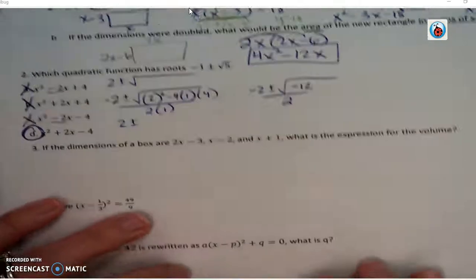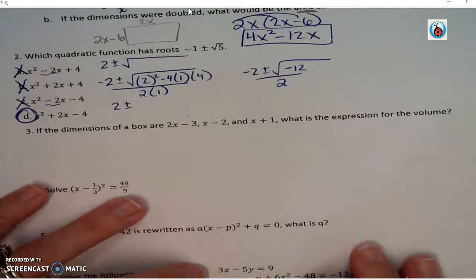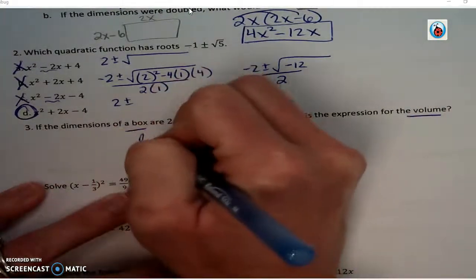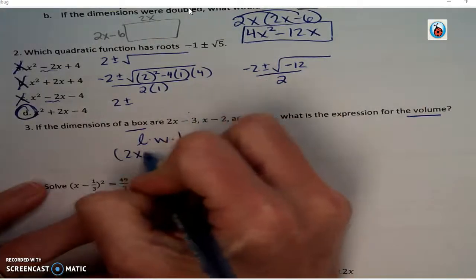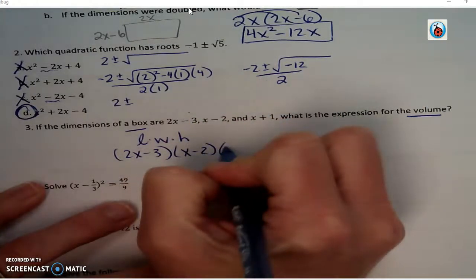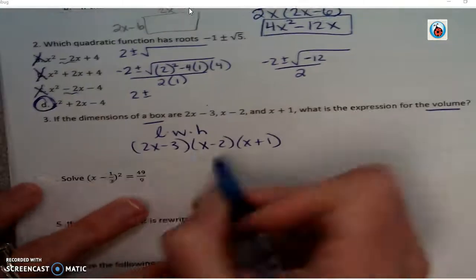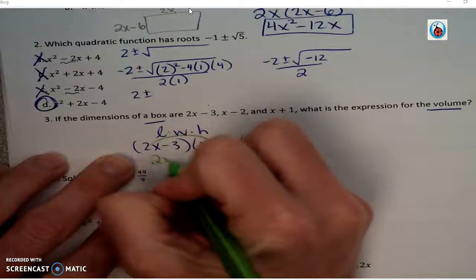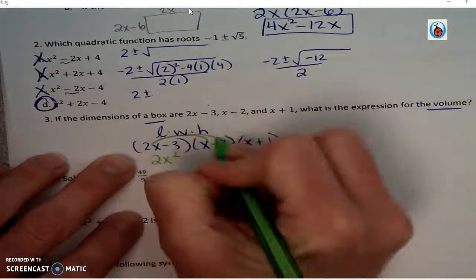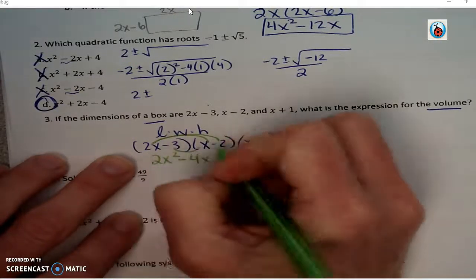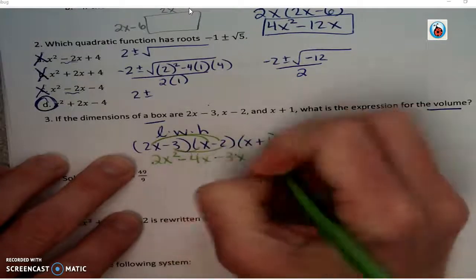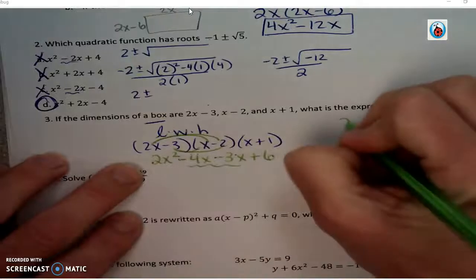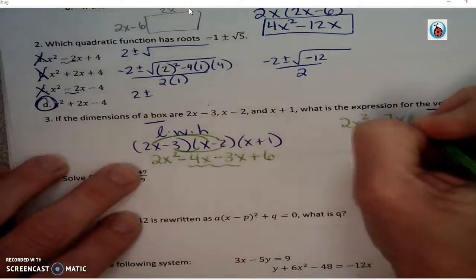Number 3, if the dimensions of a box are 2x minus 3, x minus 2, and x plus 1, what is the expression for the volume? Volume of a box is length times width times height. So you have 2x minus 3, x minus 2, and x plus 1. So I'm going to multiply the first two. 2x times x is 2x squared. 2x times negative 2 is negative 4x. Negative 3 times x is negative 3x. And negative 3 times negative 2 is positive 6. Combine like terms, that gives me 2x squared minus 7x plus 6.